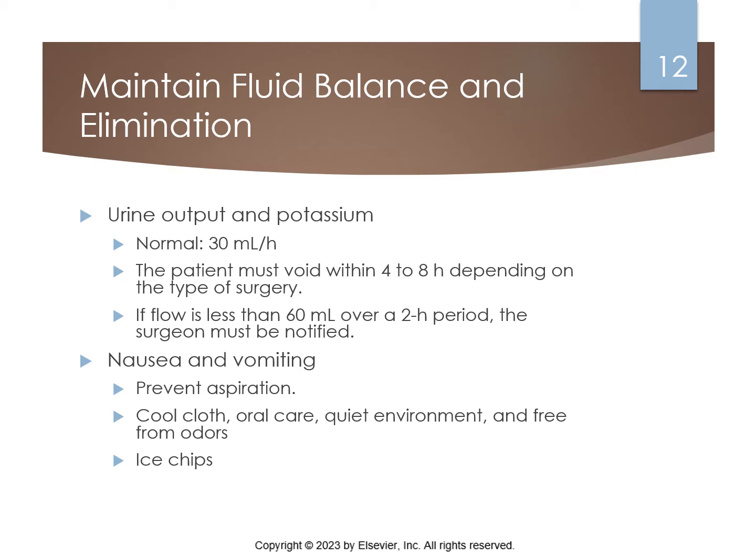Urine output is closely monitored after surgery. Report a urine flow of less than 30 mL per hour to your charge nurse or surgeon. A patient without a catheter in place must void within 4 to 8 hours, depending on the type of surgery and anesthesia used. If the patient is unable to empty their bladder spontaneously, you must obtain a bladder scan and, if needed, an order for a catheterization. If the flow is less than 60 mL over a 2-hour period, the surgeon needs to be notified.